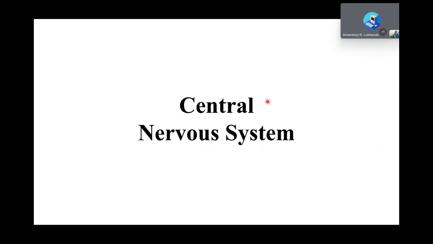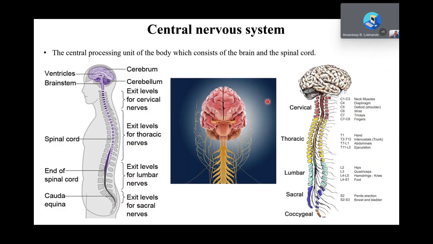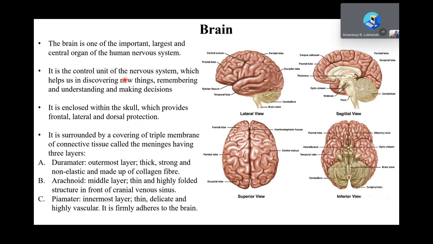So let's start with the central nervous system first. As I have mentioned, it consists of the brain and the spinal cord. You can see here that they are connected in a long running process. For example, here you can see this is the brain, and in the continuation you have the spinal cord. We'll go into detail of both of these structures in the coming slides. So we'll start with the brain first.